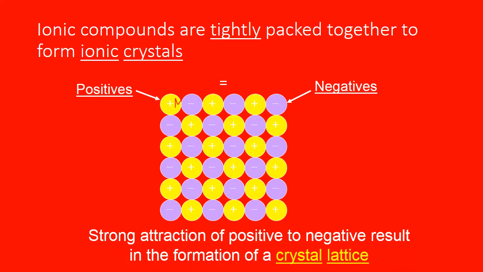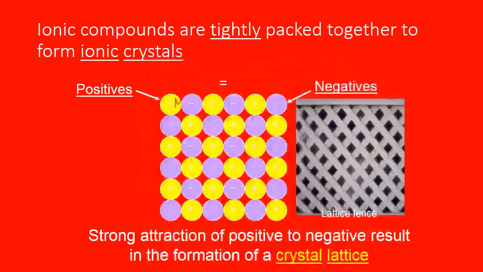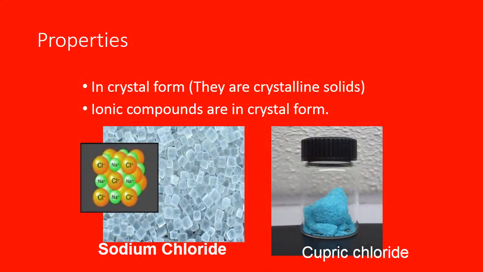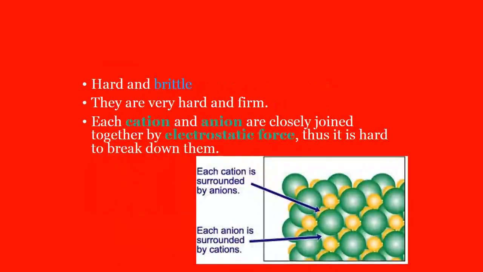The strong attraction of positive to negative results in the formation of what we call a crystal lattice. Due to this, we call them ionic or crystalline solids. So they are in crystal form, which means there is no gaseous or liquid ionic compound. All ionic compounds are crystalline solids.